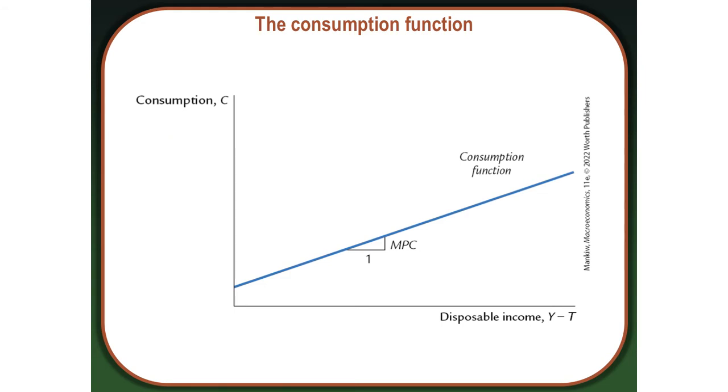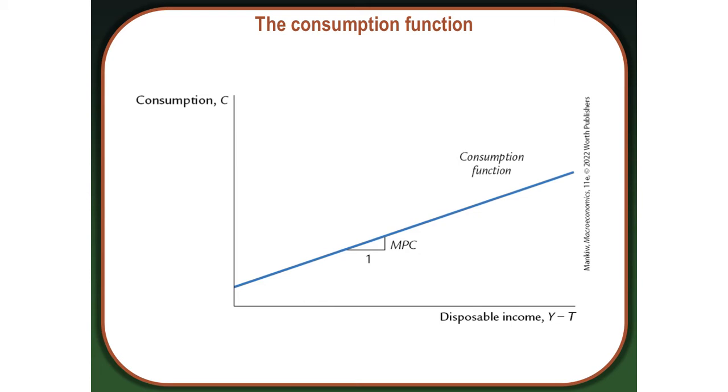It's also important to note that the marginal propensity to consume is the slope of this relationship that we call the consumption function. Remember, what is the slope of a line? It's the delta y, the change in y over the change in x. So what the slope is telling us is how much consumption changes for a $1 increase in disposable income. That's the slope of this line.